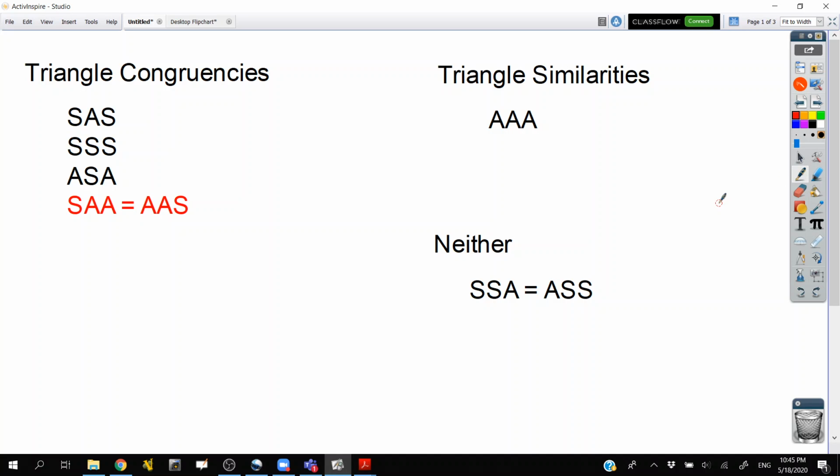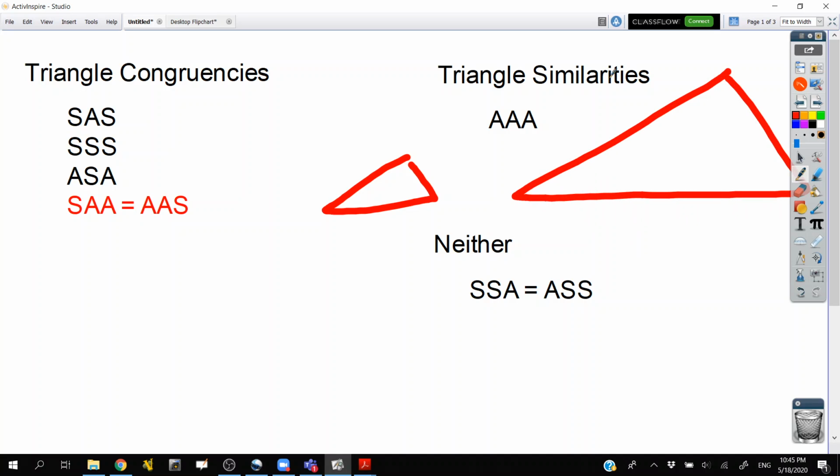Just saying if we have 3 angles the same, then I can make a small triangle or a massive triangle. And either way, the angles are the same. That's an important relationship, but it is not congruency. It's similarity, it's different. And then we have this one that's neither. The one that's neither is side, side angle or angle, side, side.